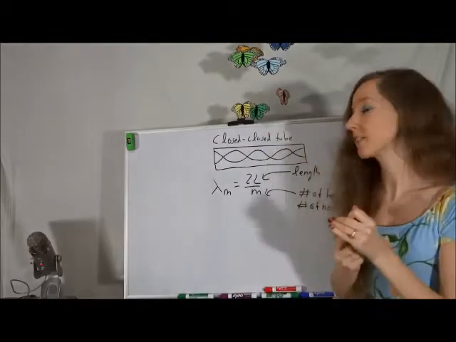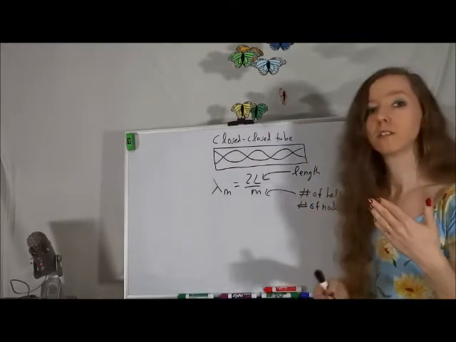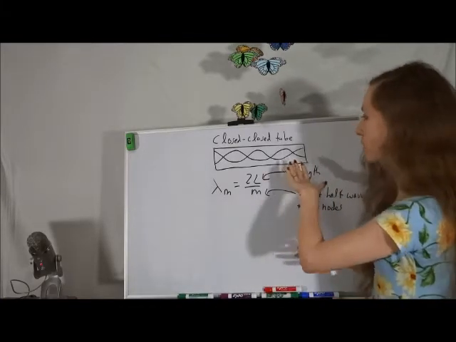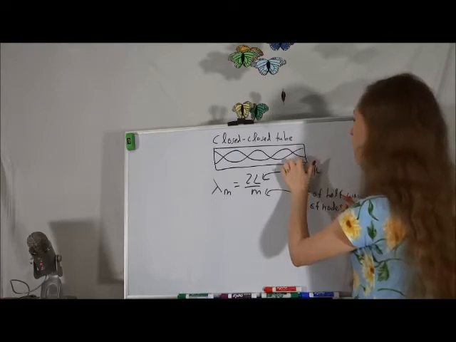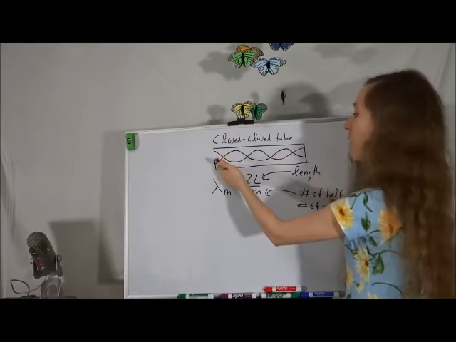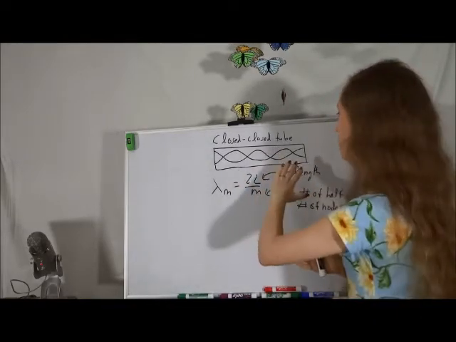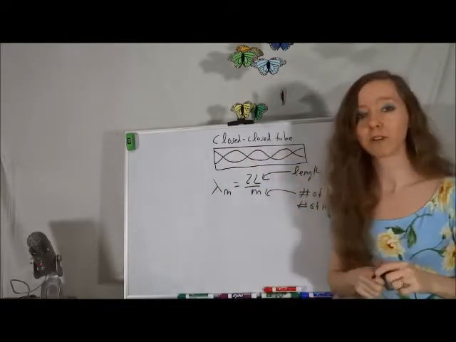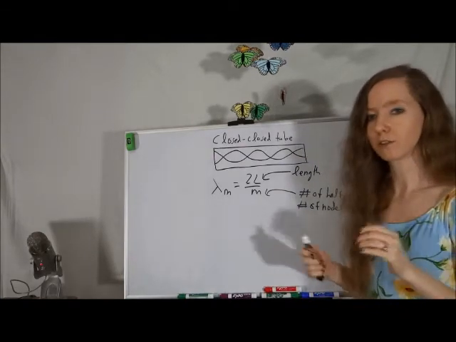And in both cases, counting the number of half wavelengths always works. So if you forget which one's nodes and which one's antinodes, you can just count the number of half wavelengths you have. And just recall that you have half of a half wavelength here and half of a half wavelength here to give us a whole half wavelength. So total of 4 half wavelengths. So are there any questions on the closed tube?